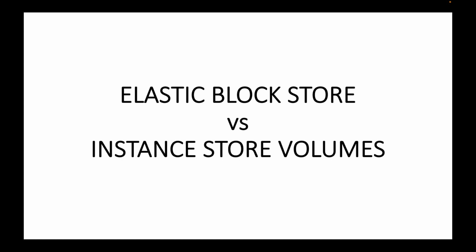Now, in the last session, we discussed the different volume types that we have for your EBS volumes. So we have general purpose, provisioned IOPS, throughput optimized, and then we have cold HDD. Now, in this session, we will understand the differences between your Elastic Block Store and instance store volumes.